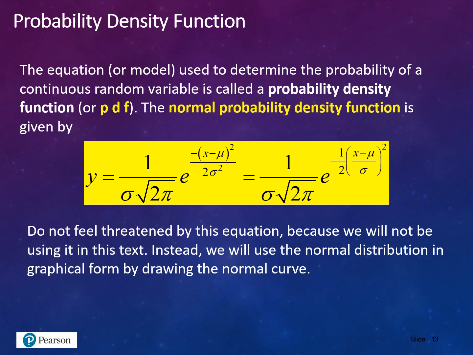So they've done it in a different version here too. You can also take the 1/2 out of the exponent of Euler's constant, as you can see, in the formula to the right. Don't feel threatened by this equation. We would not be using it in the text. Instead, we'll be using the normal distribution in graphical form by drawing the normal curve.